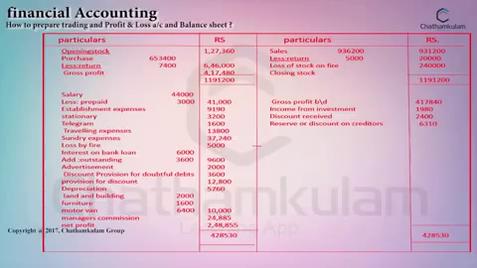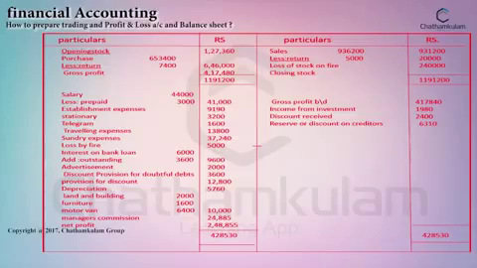What's the next step? We have to prepare profit and loss account. How to begin the profit and loss account? We have to draw down the gross profit. On the credit side, we have gross profit brought forward, rupees 4,17,840.